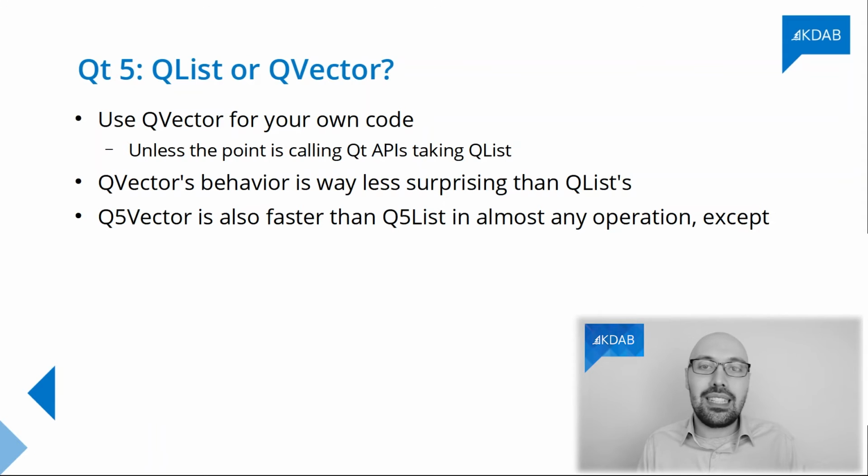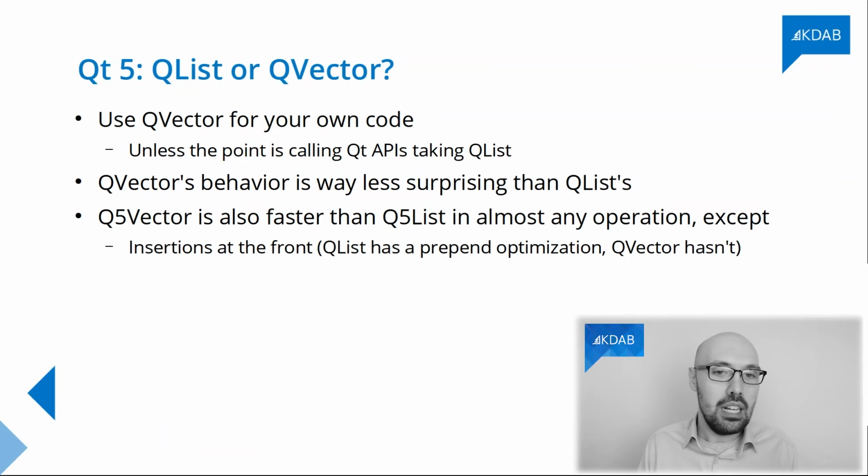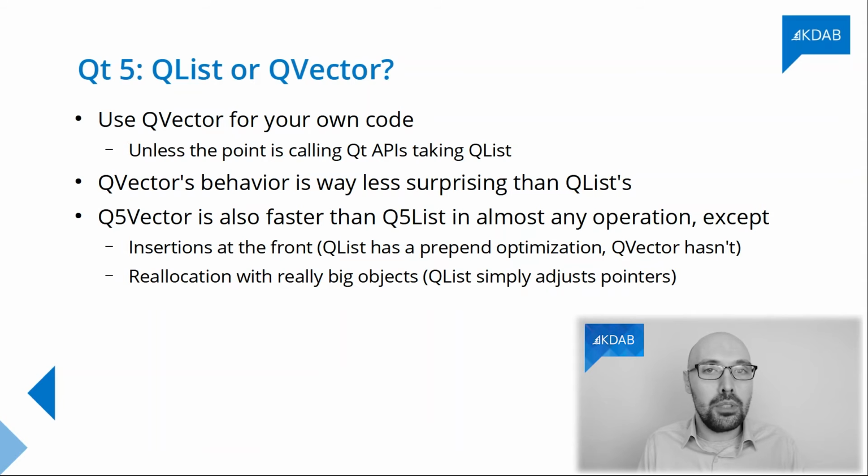Yes, there are a couple of exceptions to this rule. There are a couple of specific operations in which QList can still outperform QVector, but these operations are so uncommon that I would say you shouldn't really be optimizing for those. It definitely sounds strange. So things like insertions at the front, that's because QList has a little bit of extra space at the front, so those operations get faster there. Or if you reallocate and your objects are really, really big in memory, a reallocation in that case for QList is simply a little bit of pointer adjustment, while QVector has to reallocate the whole objects.